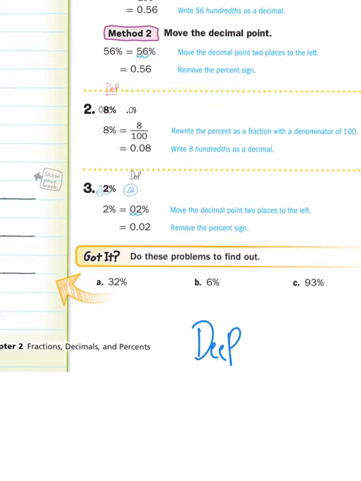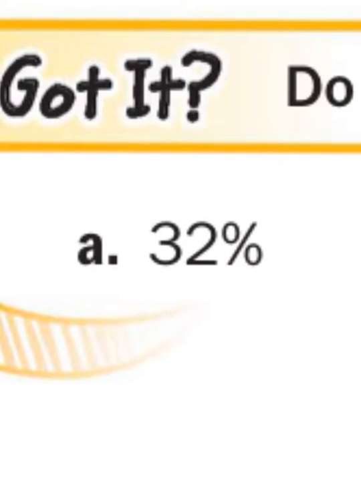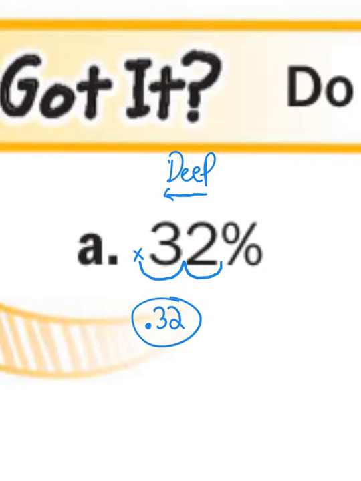All right, let's see how you did. So remember, if you have any mistakes, you're going to want to fix them. So I'm going to write DEEP here as a little reminder. I'm going twice left to go from percent to decimal. So the decimal goes from here. Here's once, twice, X marks the spot. It's going to be 0.32 or 32 hundredths.